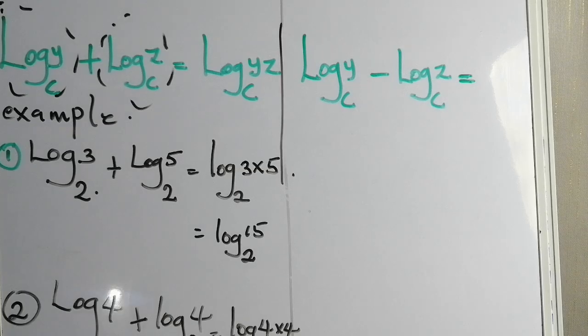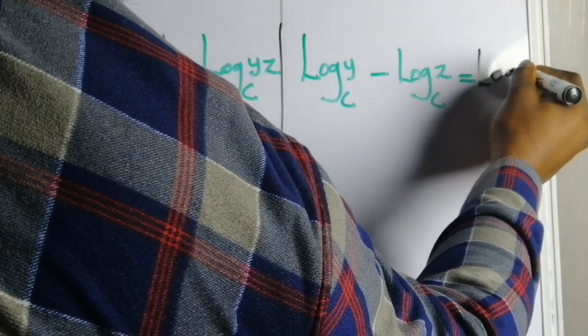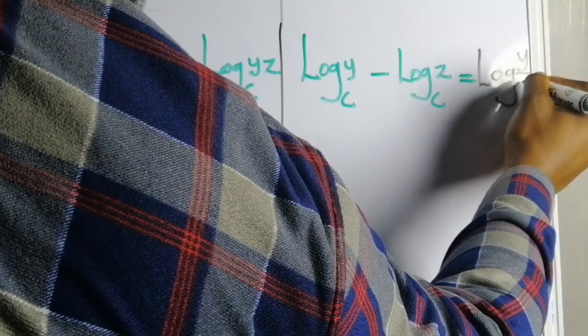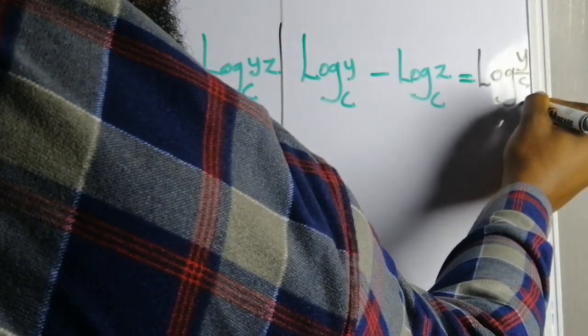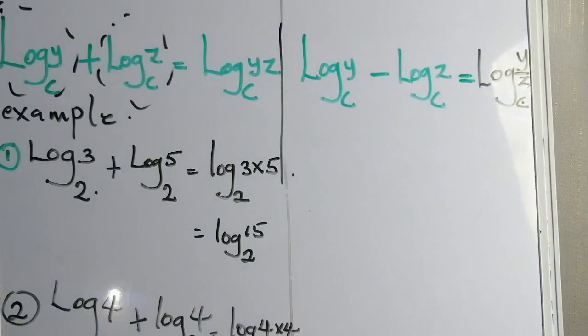So at the end of the day, you should be having log y over z, into base c. So it's simple for subtraction law under logarithms.